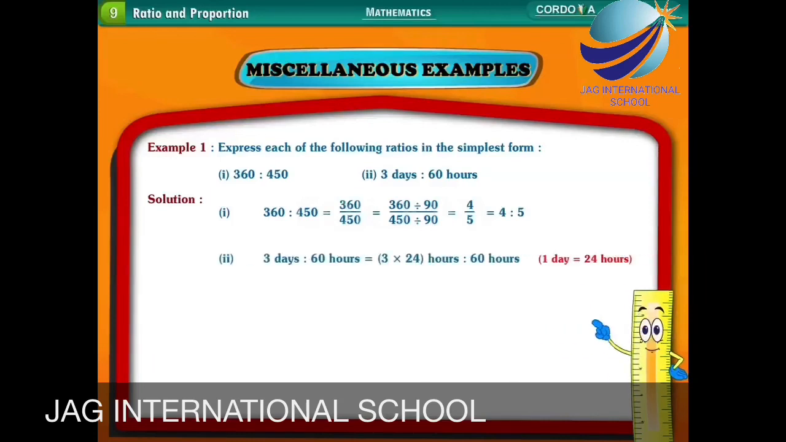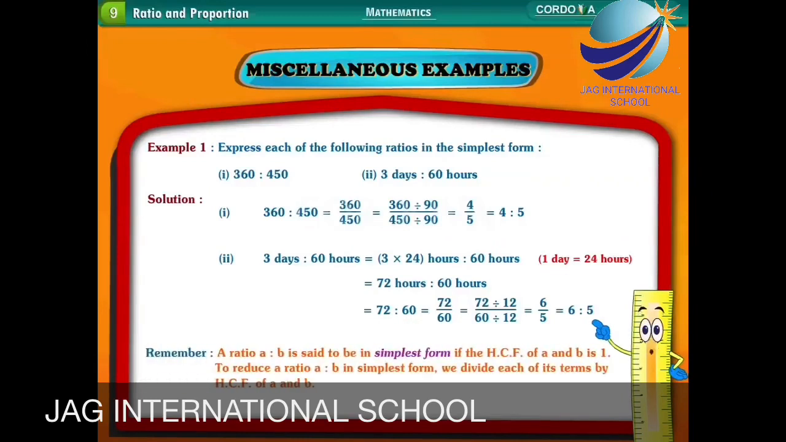2. 3 days to 60 hours is equal to 3 into 24 hours to 60 hours, since 1 day is equal to 24 hours, which is equal to 72 hours to 60 hours, which is equal to 72:60, which is equal to 72 upon 60, which is equal to 72 divided by 12 upon 60 divided by 12, which is equal to 6 upon 5, which is equal to 6:5.